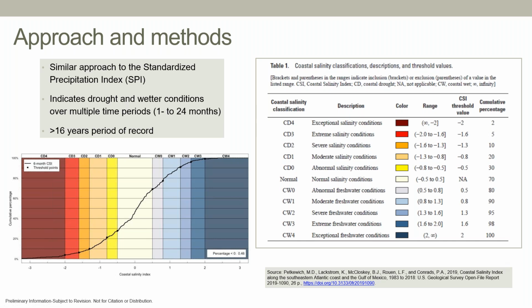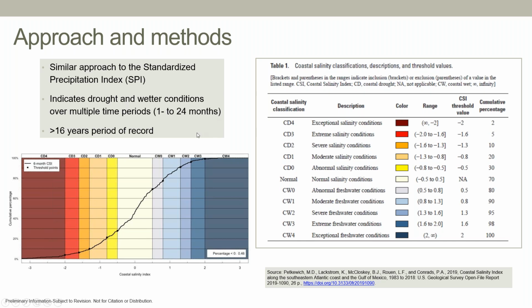This table on the right shows the CSI classifications and descriptions. The threshold values, similar to the standardized precipitation index, of -2 to +2 were used to describe the classifications. CD stands for coastal drought and is shown in colors from yellow to dark red. CW stands for coastal wet or freshwater conditions, and is shown in colors from gray to dark blue.